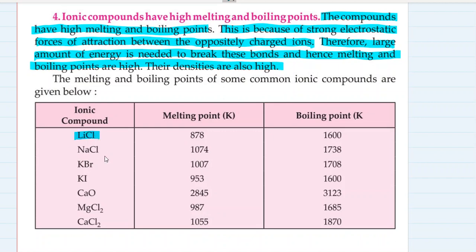This is lithium chloride, sodium chloride, potassium bromide, potassium iodide, calcium oxide, magnesium chloride, calcium chloride. You see high melting and boiling points, compared with covalent bonds between two nonmetals.